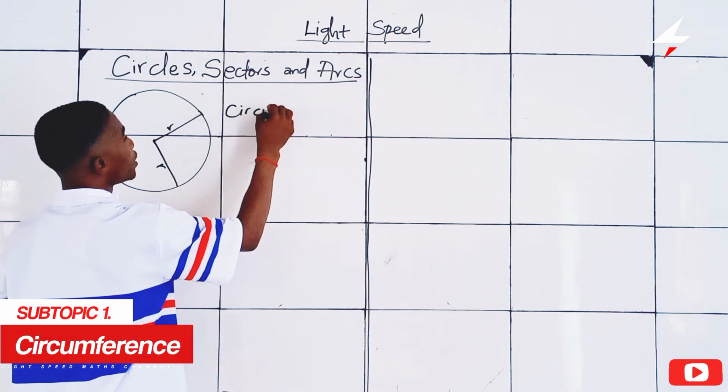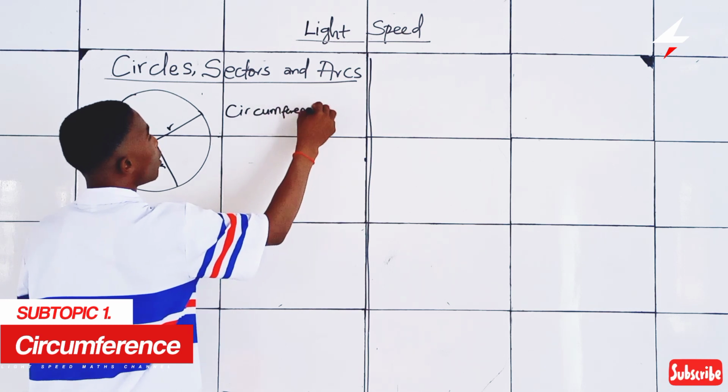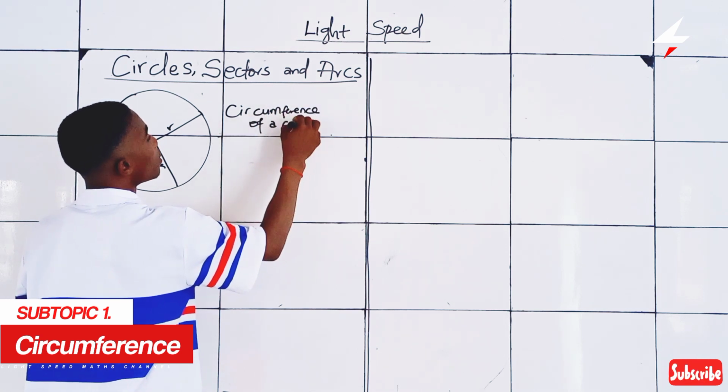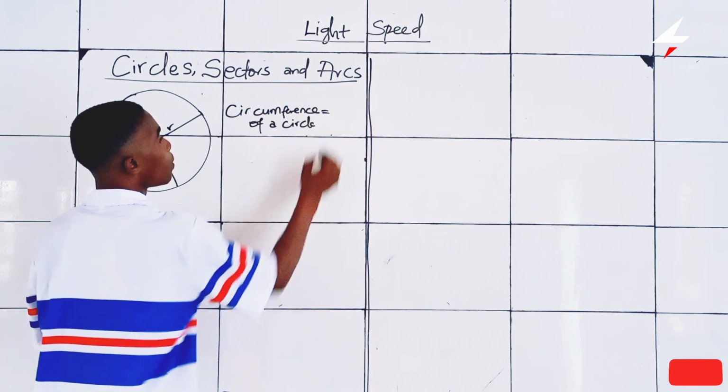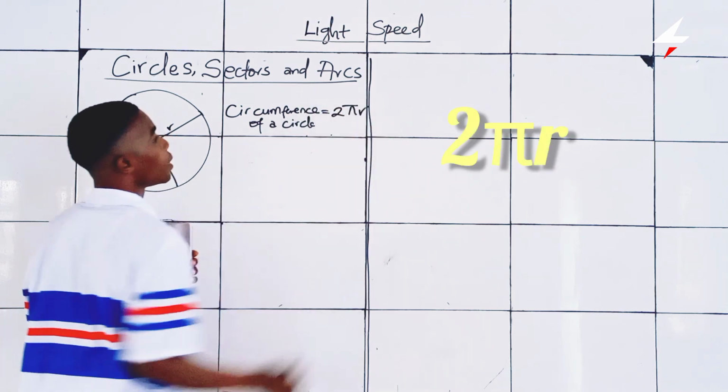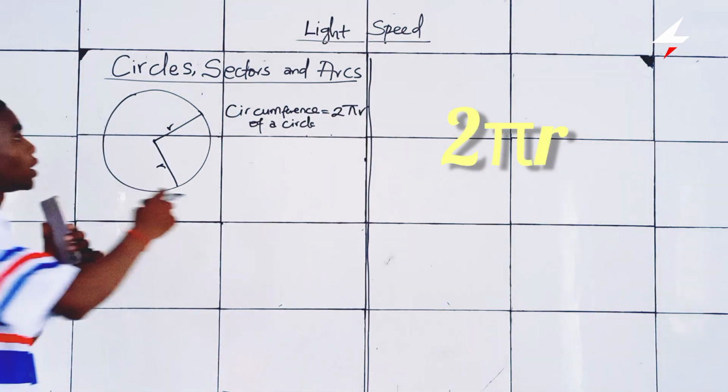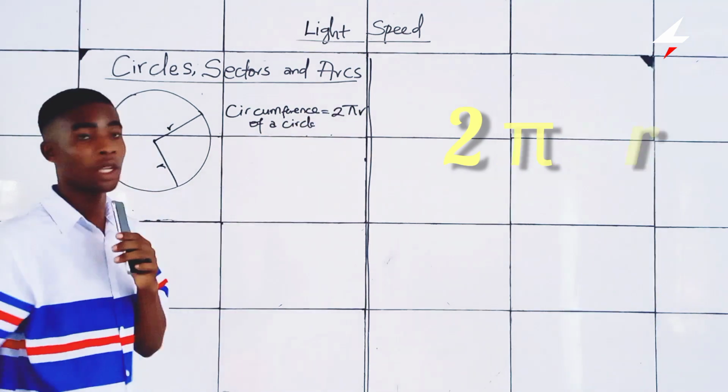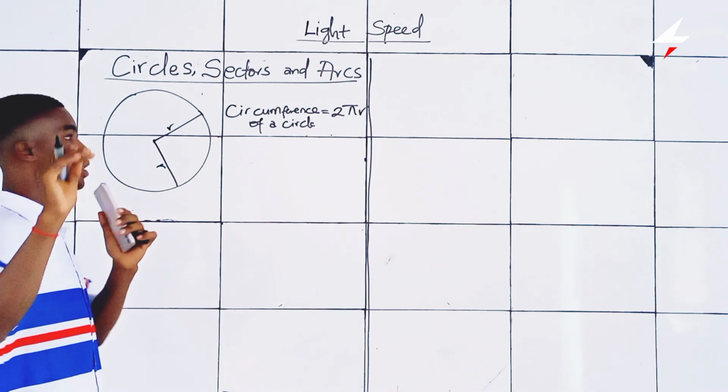You know that the circumference of a circle is equal to 2 pi r. You can remember that very clearly. 2 pi r, okay? That's the formula for calculating the circumference of a circle.